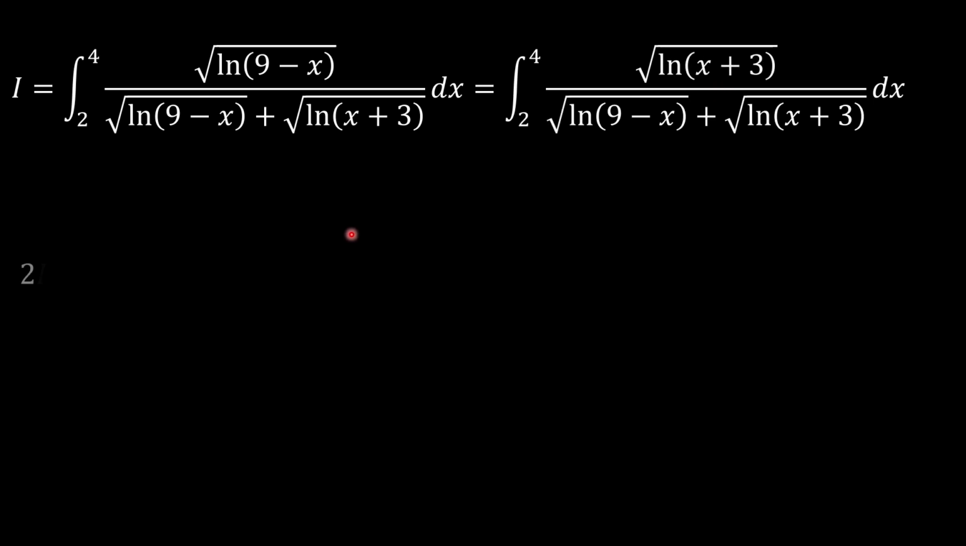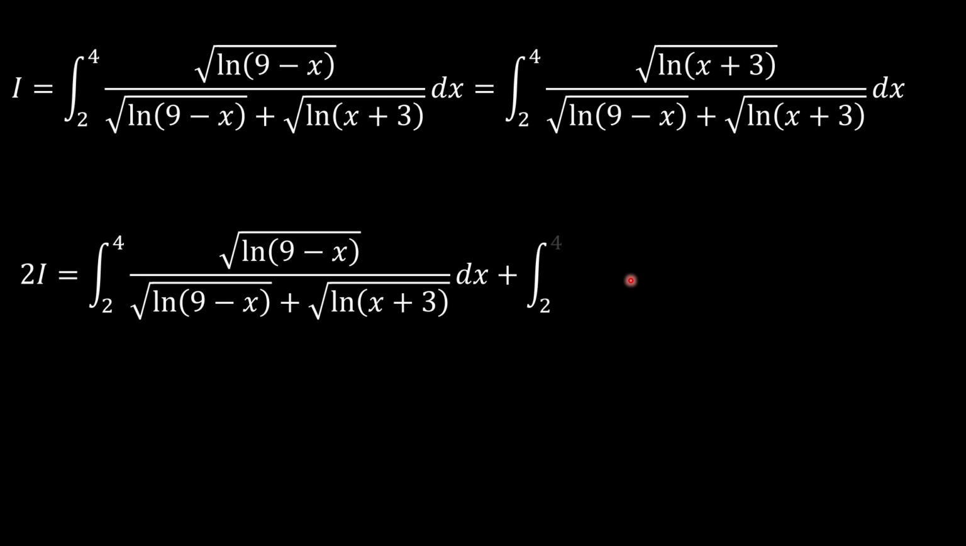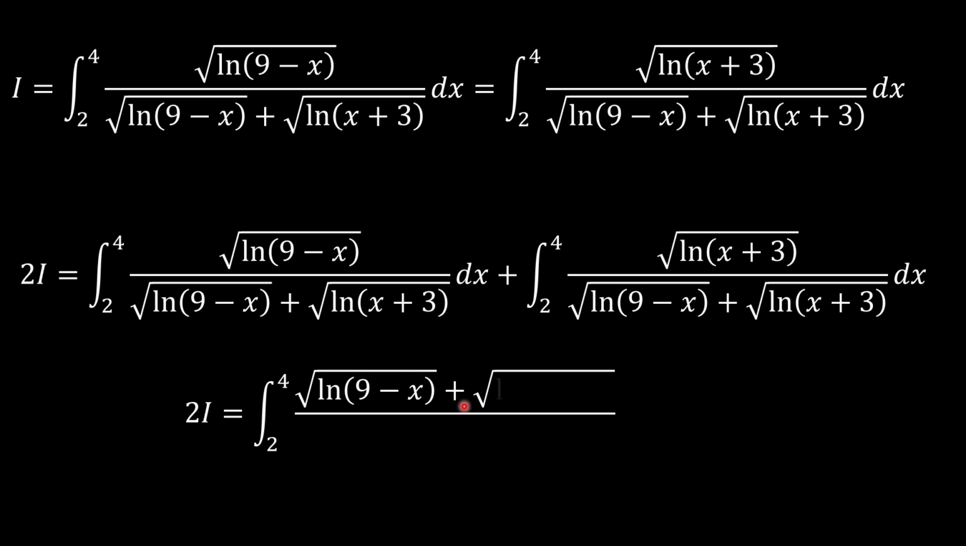Therefore, when we add I plus I, it is the same as this integral plus this integral. When we combine the numerators, since the denominators are the same, we come down to an expression where the numerator is the same as the denominator. So 2I is the sum of the square root of natural logarithm of 9 minus x and the square root of natural logarithm of x plus 3, which is also the denominator. And so numerator and denominator cancel out.